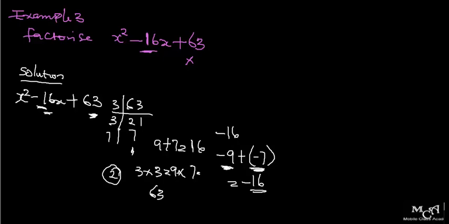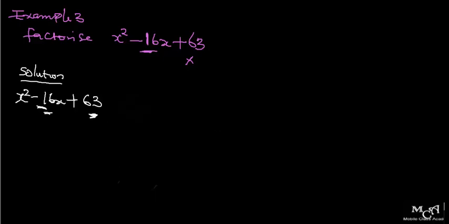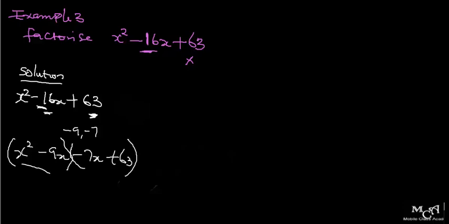Let's clear the board and continue with our workings. Now we've gotten the values to replace this minus 16, which are negative 9 and negative 7. So we're going to replace our negative 16 with negative 9 and negative 7. So let's do it: x squared minus 9x minus 7x plus 63. You know what we do at this point? We group this equation. We group them together, and we come to the first bracket and ask ourselves, what's the common factor? What's the common factor between x squared and minus 9x? The common factor is what?